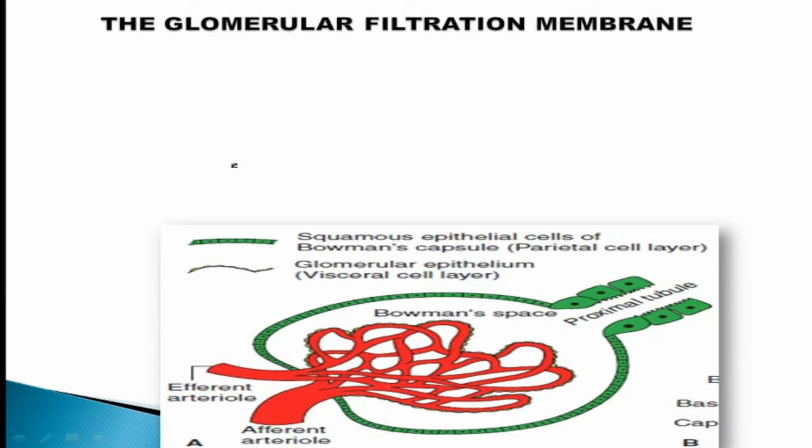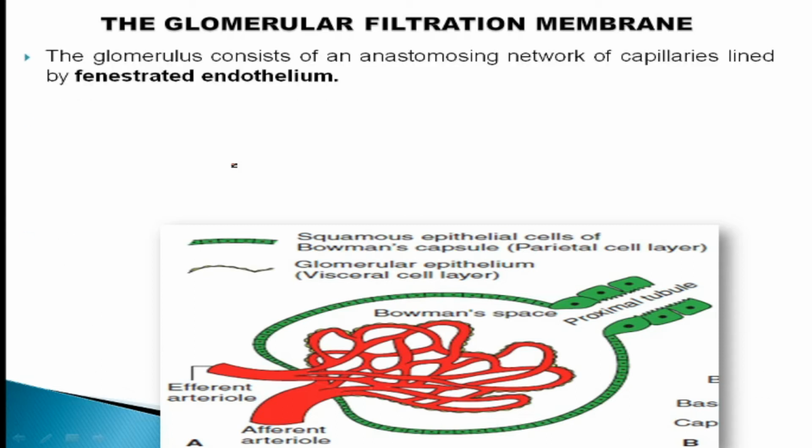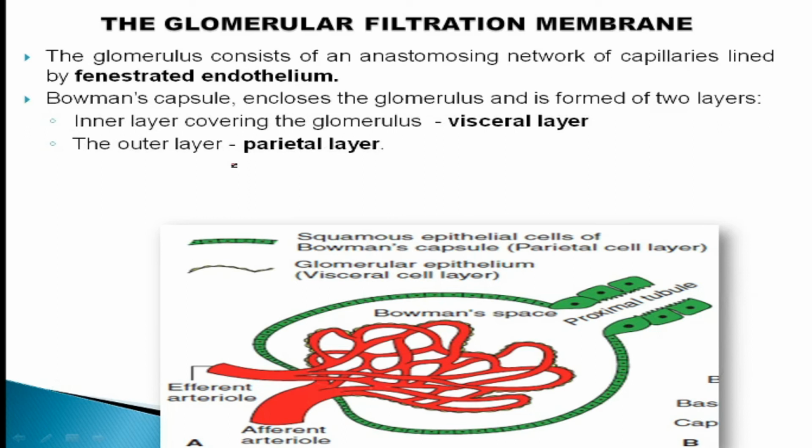Alright, now when we are talking about glomerular filtration, the first thing which comes to our mind is what is that important surface or barrier across which the glomerular fluid is getting filtered. So here we are discussing the glomerular filtration membrane. As you all know, glomerulus is nothing but the anastomosing network of capillaries which is lined by fenestrated endothelium. And the Bowman's capsule is a cup-shaped depression which has two layers, the inner layer and the outer layer.